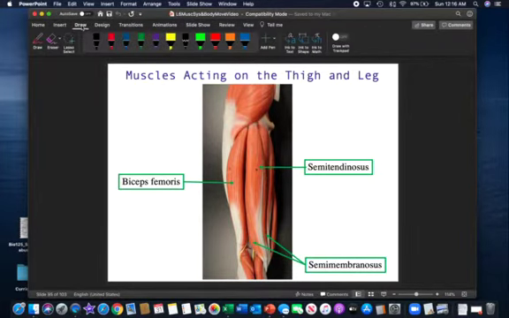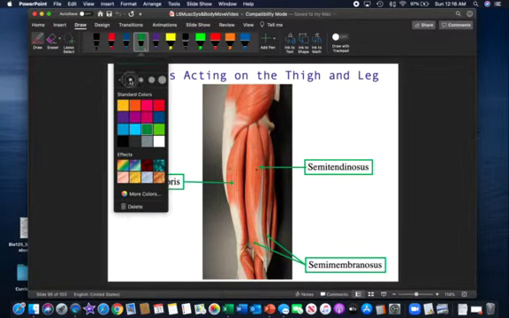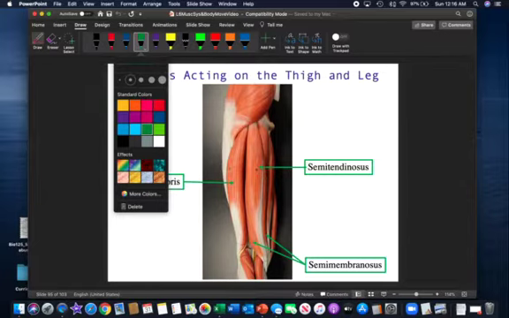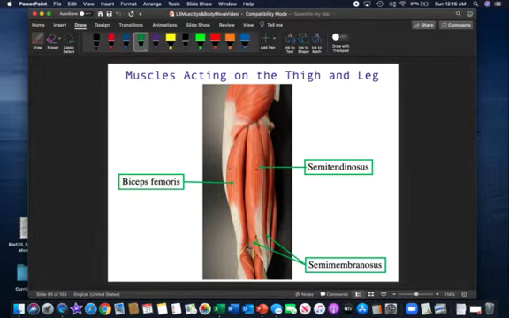All right, let me see, give me a color here. Green, all right. I don't know why it's not doing it. Okay. So right here, I'm going to outline the semitendinosus muscle.